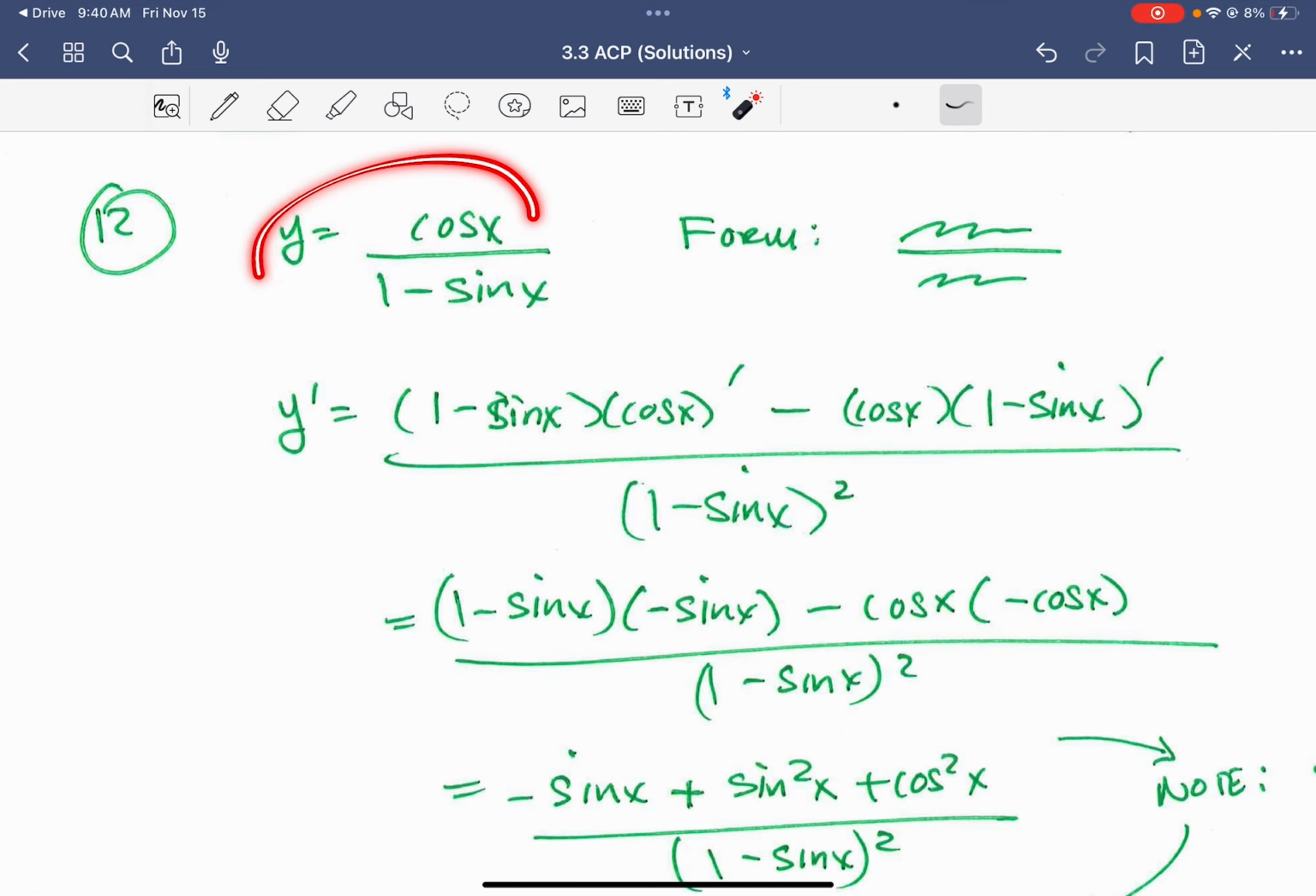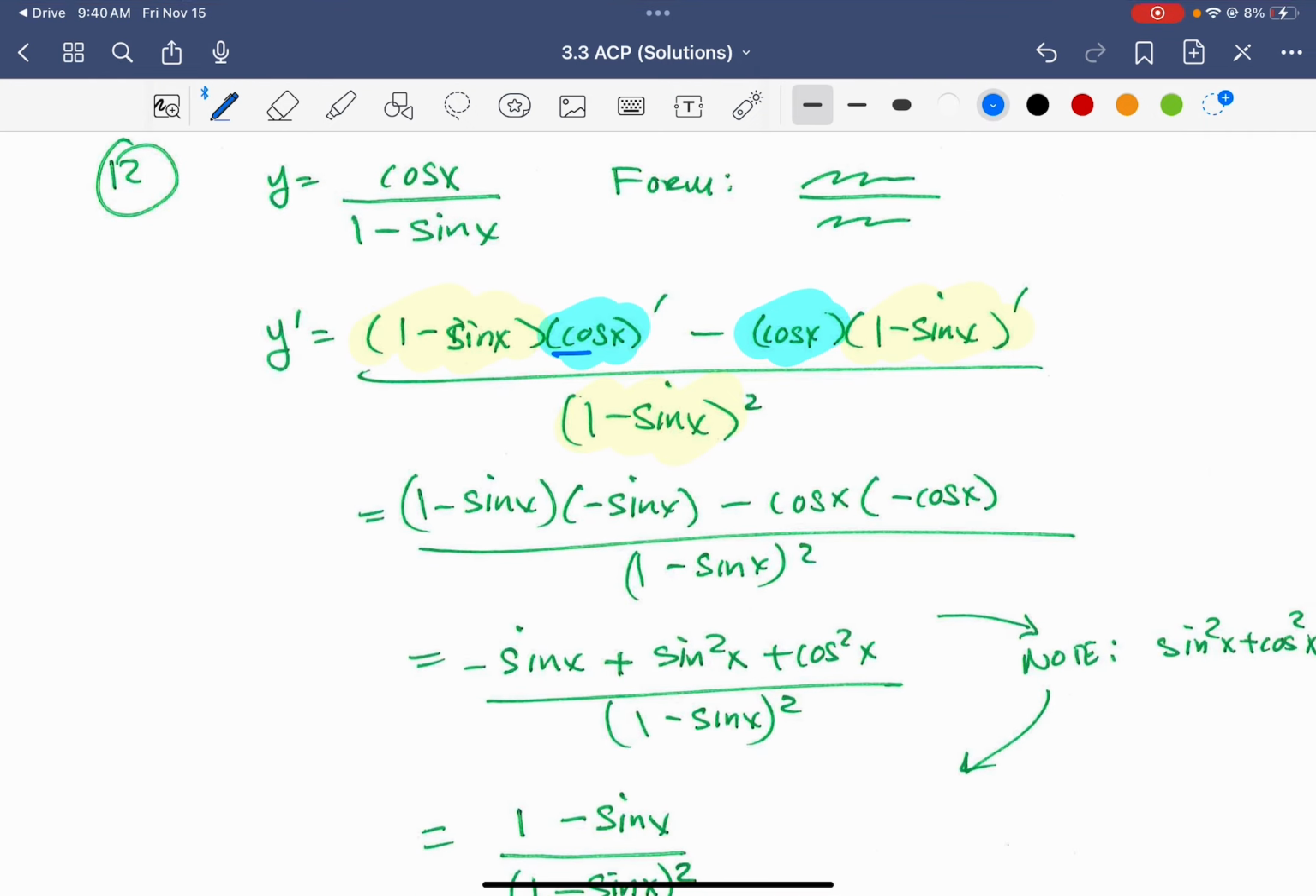When you look at number 12, to know what tool to pick up, I have to recognize the form. So its form is stuff divided by stuff. So that means it's going to be low d high minus high d low over low gets squared. So derivative of cosine is negative sine. Derivative of negative sine is negative cosine.